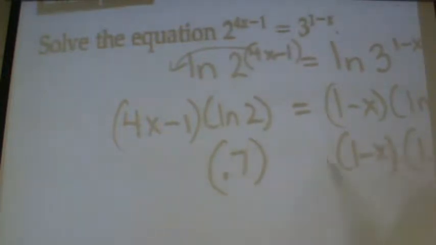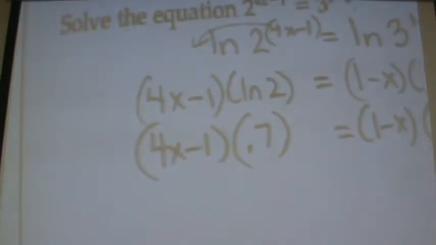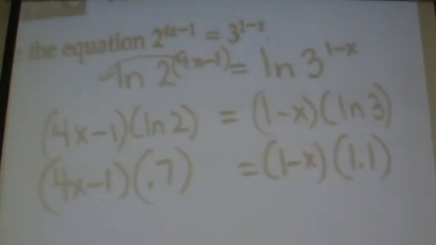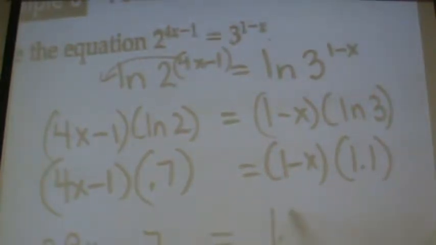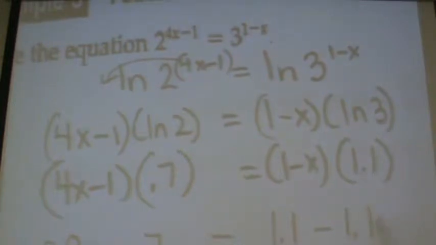What do you think you're going to do next? You got to distribute. So 0.7 times 4x is 2.8x minus 0.7, and then 1.1 minus 1.1x. You're going to get all your stuff on one side and solve. You end up getting 1.05.